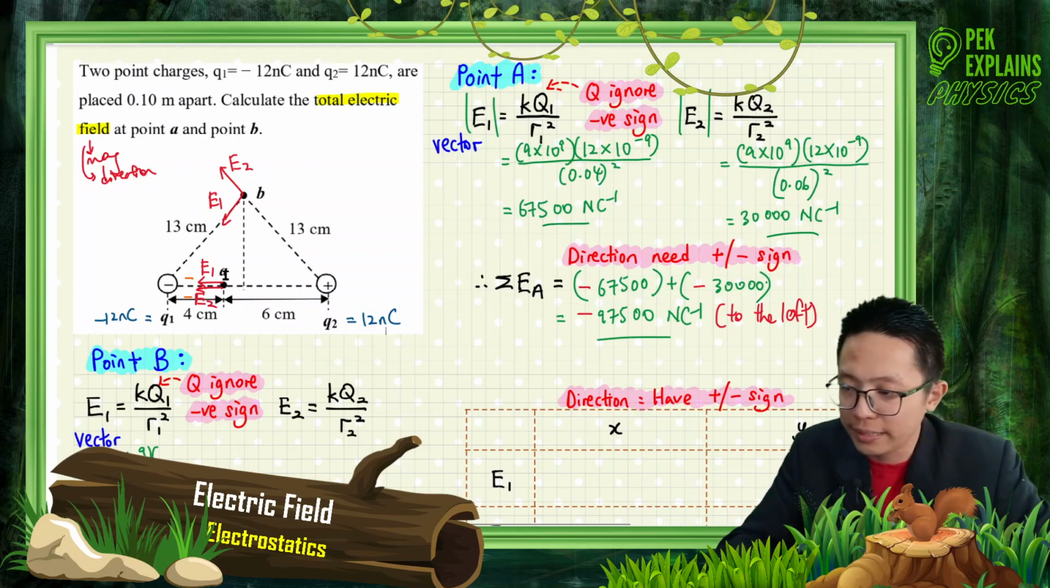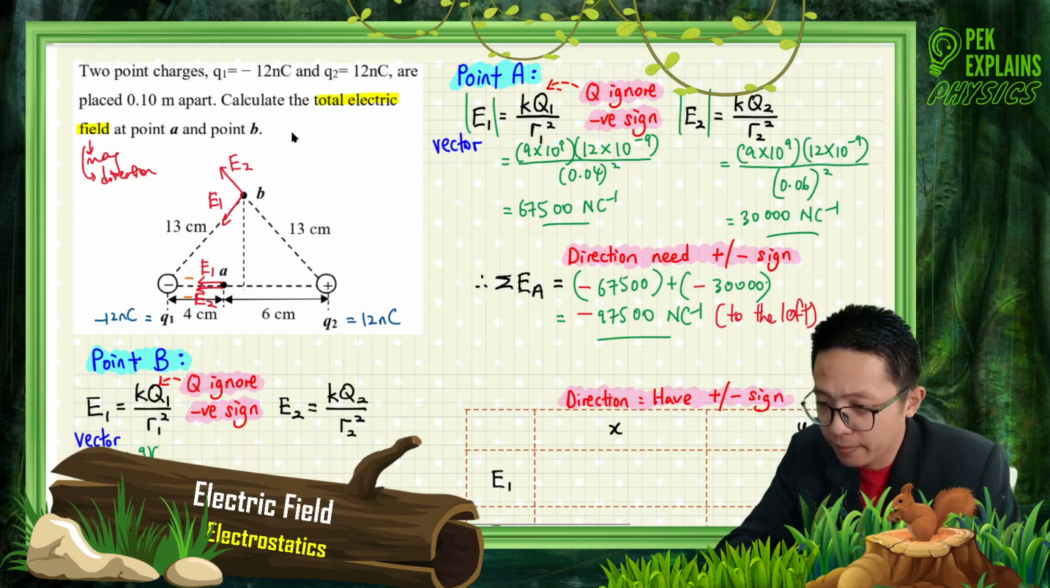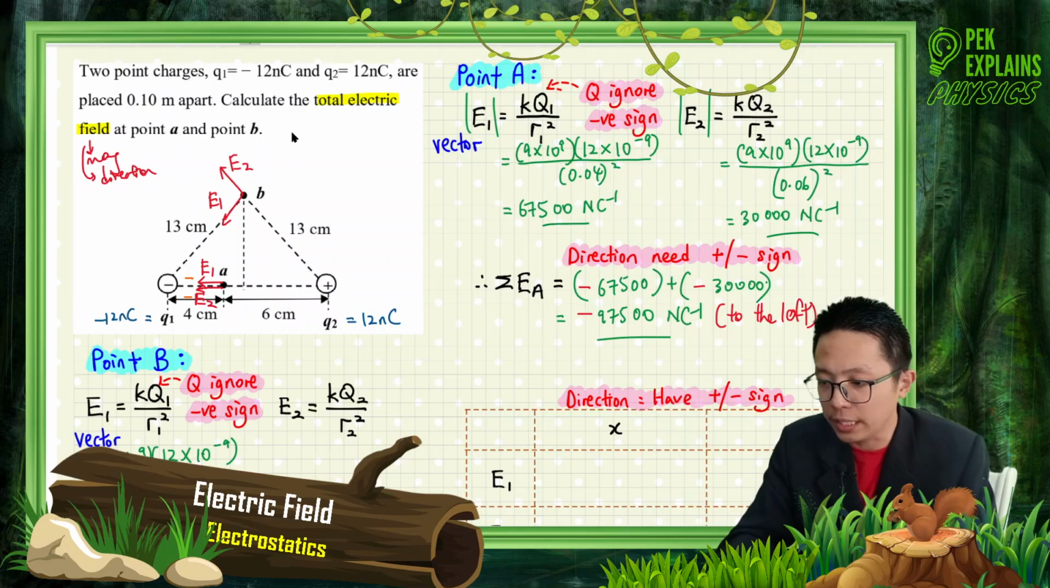Now, to get E1, Q1 has a negative sign. You just ignore the negative sign because we just want to maintain the magnitude as a positive value. Just because it's a negative point charge, we ignore the negative sign. So it becomes 12 times 10 to the negative 9. Okay, that's it. And then find the distance.